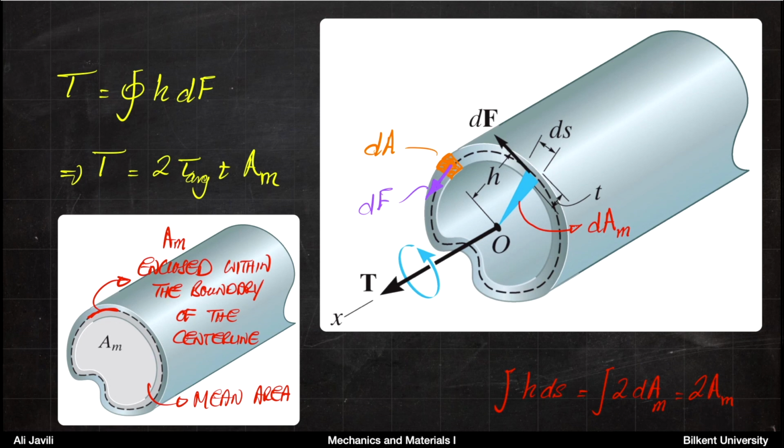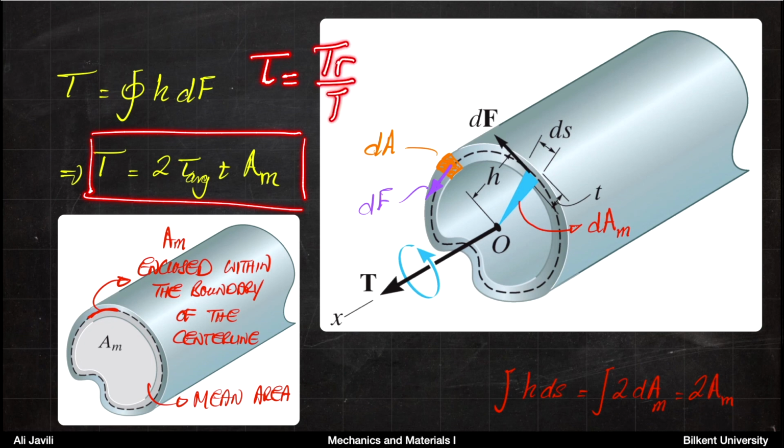All right, so now assuming that this is AM, from the formula we had before, torque is 2 times tau average times thickness times AM. Then you should compare this with the formula that you had before: tau equals TR over J. This was our common relation between torque and shear stress. Or otherwise, you could say torque is tau J divided by R. Now you get something like this.